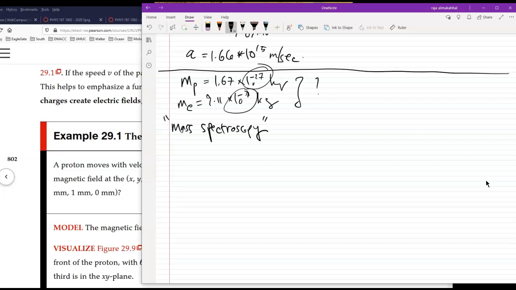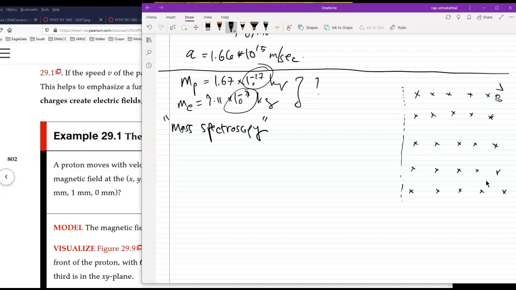This is interesting. Imagine you have two regions. Let's say this is a partition here. And let's say in this region here, you have a magnetic field that is into the page like that. Make sure you understand that, because I believe there is a homework problem related to it.